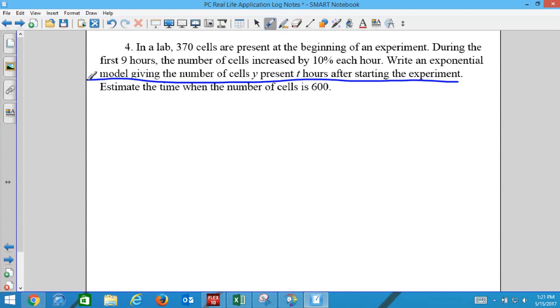There's a second part that says now estimate the time when the number of cells is 600. So there's actually two parts to this question. So first thing is writing an exponential model. So we're going to write y equals, what's our initial amount?